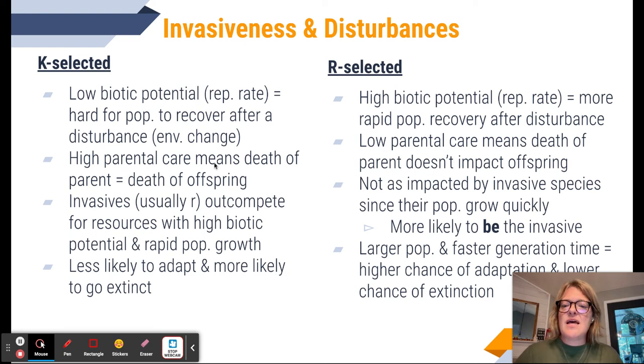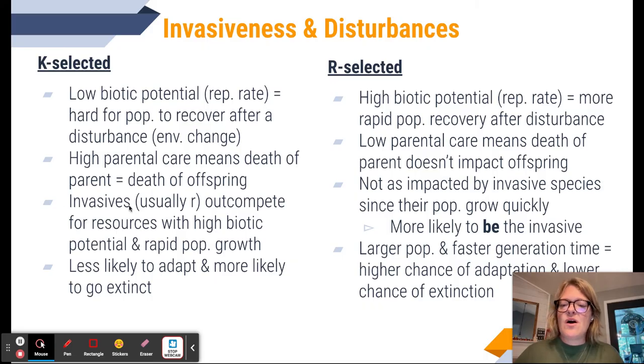This means that if the parent dies, let's say that a bird is feeding its offspring in a nest and the parent dies, the offspring will die as well. This does not impact R-selected species. A sea turtle dies after laying its eggs. The eggs can still hatch, and those babies can actually grow up.